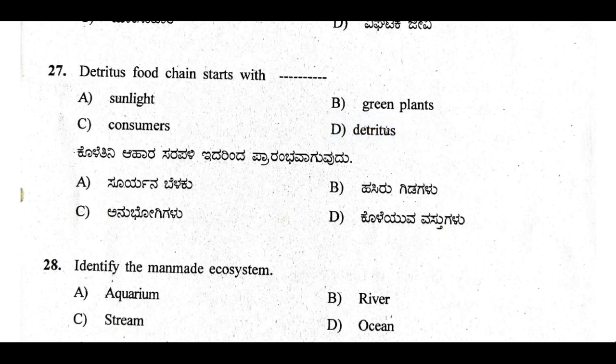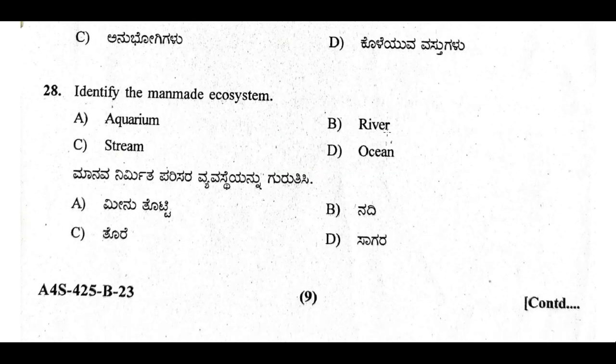The next question, number 28, identify the man-made ecosystem. Is it aquarium, river, stream or ocean? Artificial ecosystems are human-made structures where biotic and abiotic components are made to interact with each other for survival. It is not self-sustaining and can perish without human help. Examples of artificial ecosystems include aquariums, agriculture fields, zoos, etc. So option A, aquarium, is the right answer.